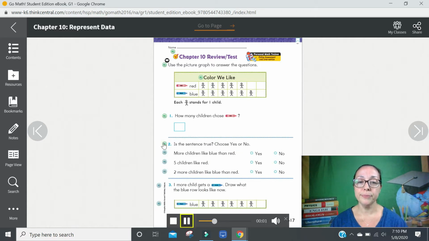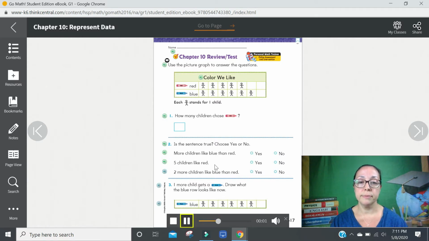2. Is the sentence true? Choose yes or no. Okay, so para cada de estos vamos a responder sí o no, si es verdad o si no es verdad. All right, let's check out the first one. More children like blue than red. Yes, no. Más niños le gustan azul que rojo. So vamos a mirar aquí, si más le gustan azul que rojo, ponemos sí. Si no, ponemos no. If that's true, put yes. If not, put no.